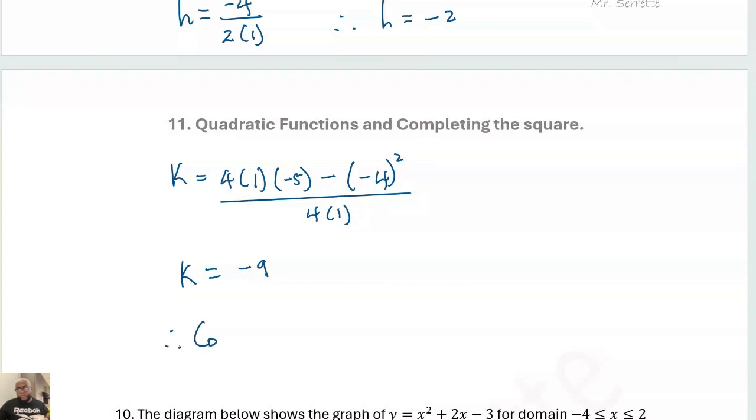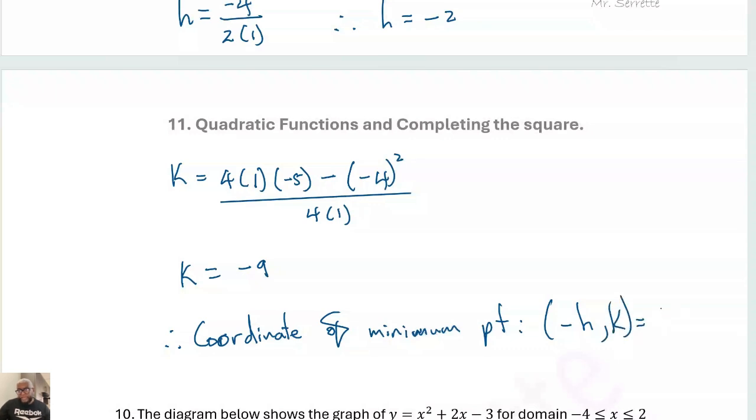So therefore, the coordinates of my minimum point would be negative H comma K, which will be negative of negative 2 because H is negative 2, comma K, which is negative 9. But a minus and a minus will give me a plus, so it'll be 2 comma negative 9. Boom bang.